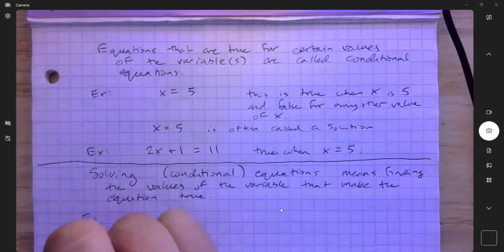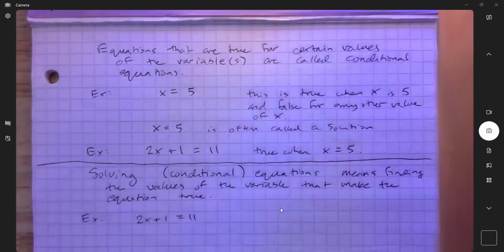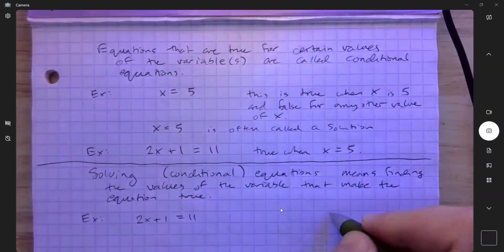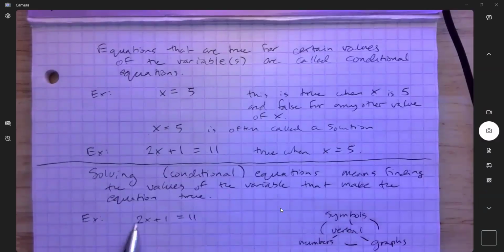Let's look at our example. 2x plus 1 equals 11. This is in symbolic form. Remember my four representations. We have symbols, verbal or words, numbers, often tables, and pictures, which will usually be graphs, and we can connect them all. So this is a symbolic version of that equation.